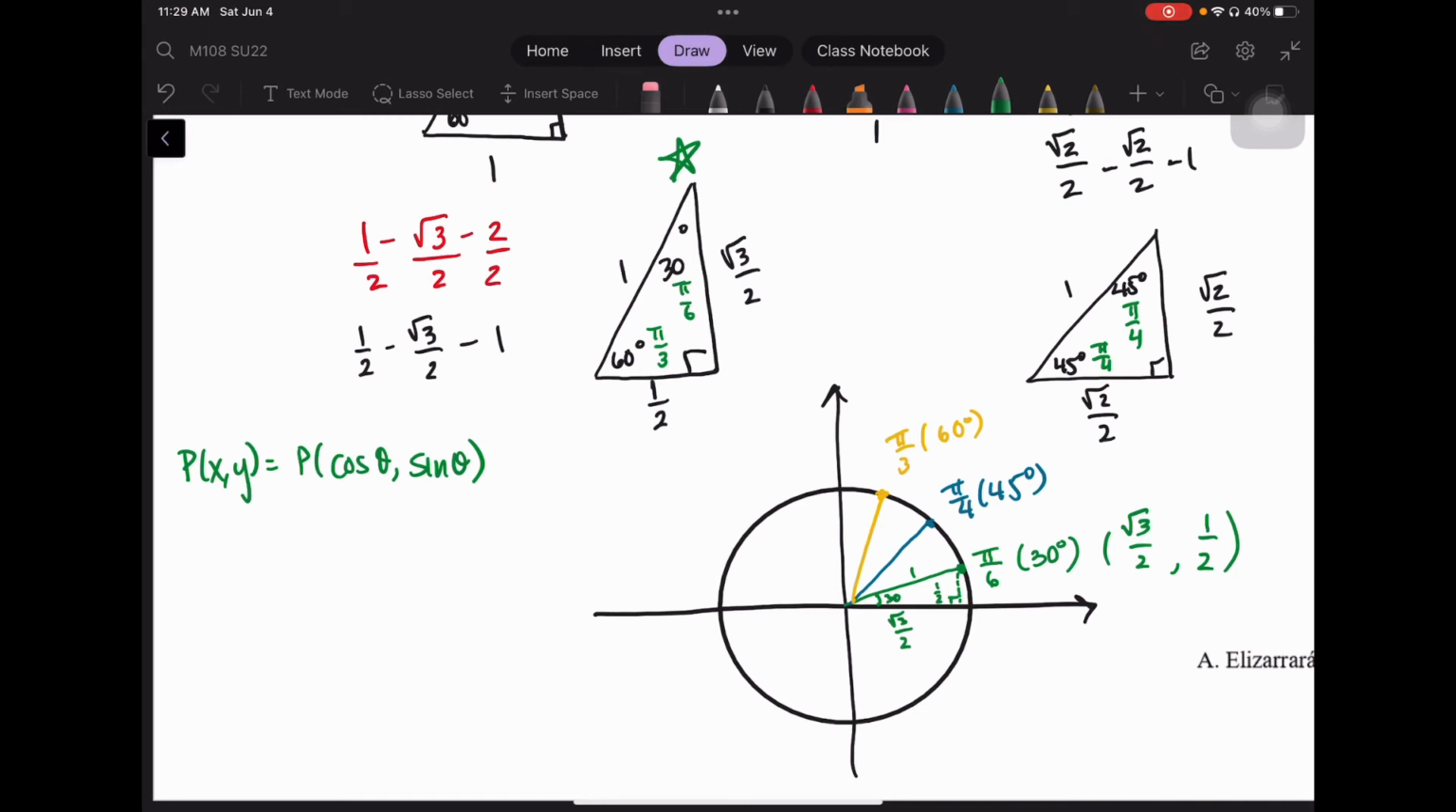Does that fall into the x squared plus y squared equals 1 identity that has to be true for this? Well, let's see. Root 3 over 2 squared plus 1/2 squared equals 1. Root 3 times root 3 is root 9, or 3. 2 squared is 4. 1 times 1 is 1. 2 times 2 is 4.